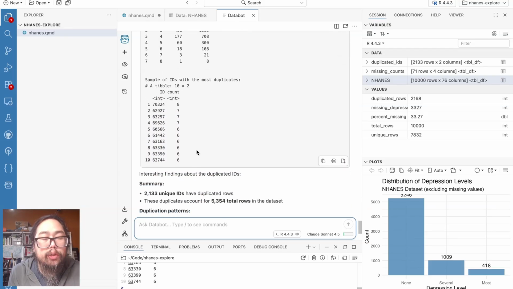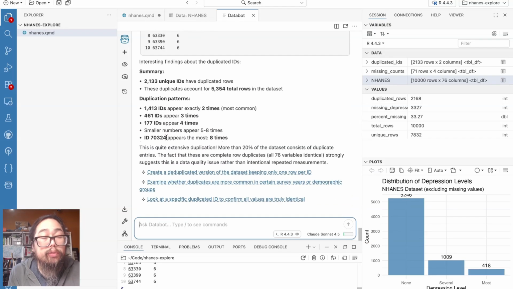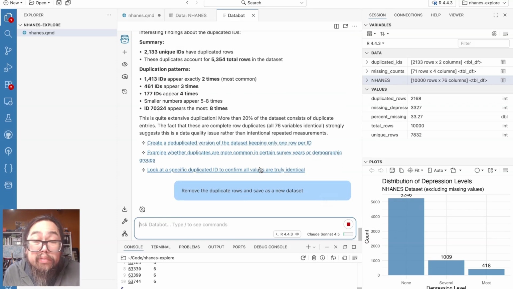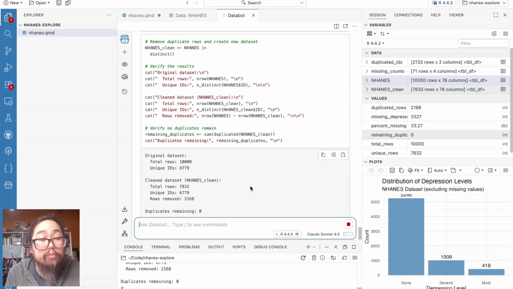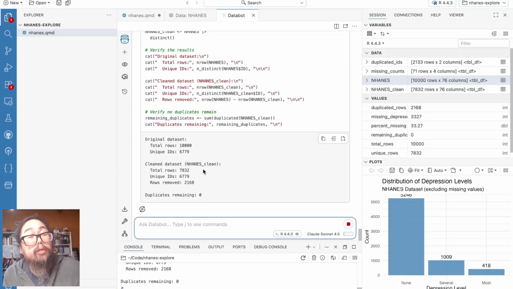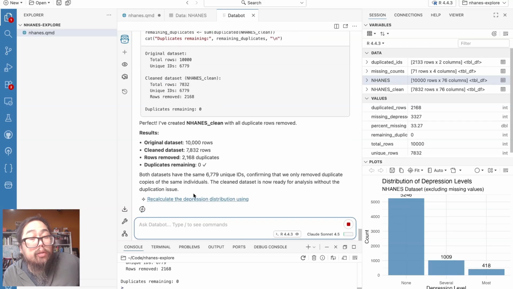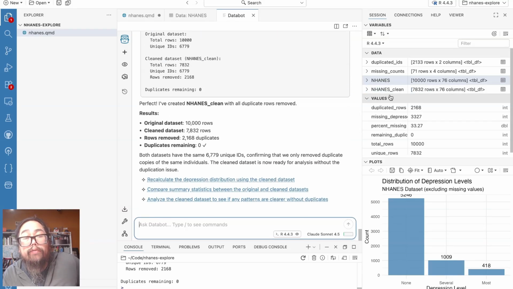For right now, what I want to do is remove these. So let's try: remove the duplicate rows and save as a new data set. Okay, so now we have this new NHANES clean. You can see that it removed those duplicate rows from the data set.